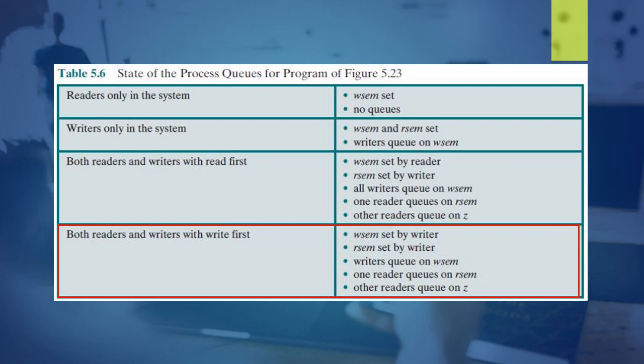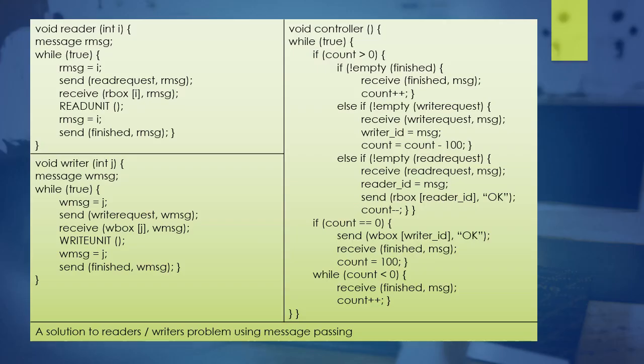When the first writer finishes writing, the writers are allowed to write mutually exclusively. The last writer unblocks the reader on RSIM. This unblocked reader invites all readers queued in Z to come read with it.